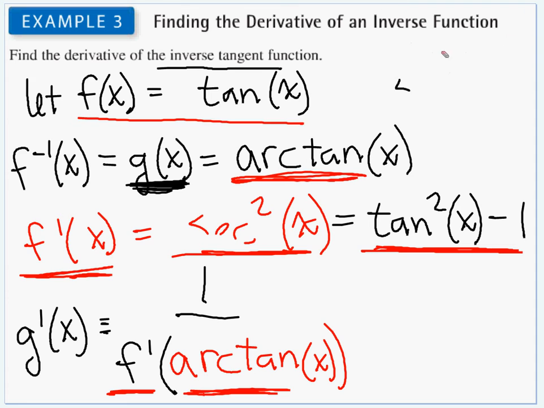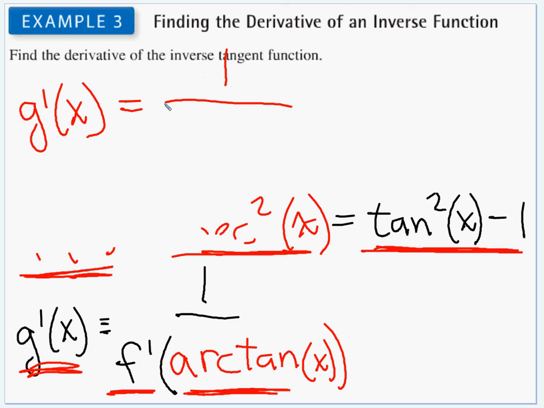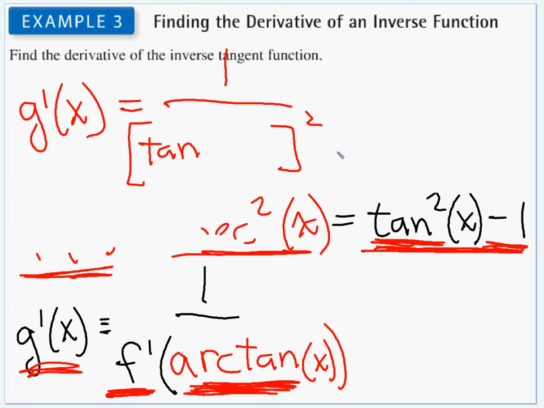So I think I'm going to have to erase some stuff up here so I have enough room. So our g prime of x is equal to 1 over, we're going to take f prime and replace the x's with arctans. So here it is, tan squared of x, and we've still got this minus 1. Let's get that in there right now so we don't forget it. And we are going to replace the x's with these arctans. So in here, I'm going to rewrite it as tan inverse like this because I don't have a lot of room. Remember, this arctan and the tan inverse are the same thing.